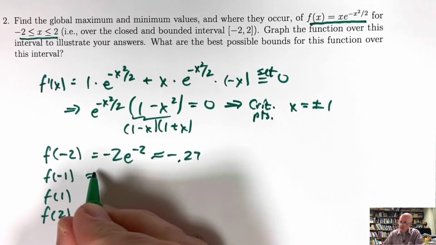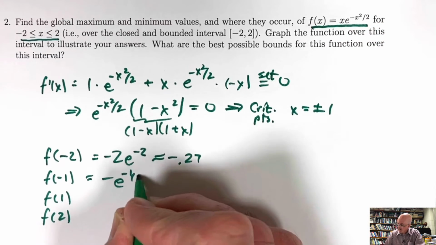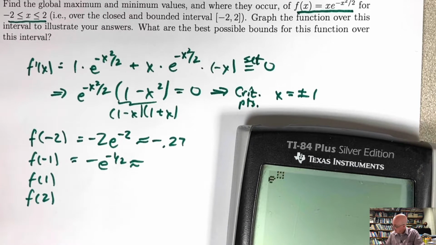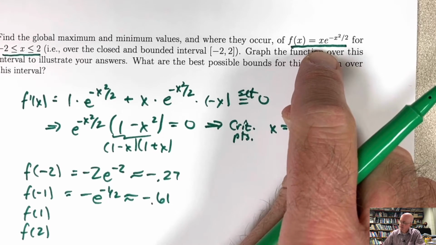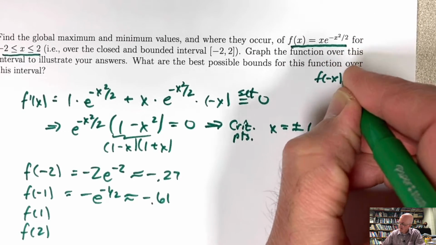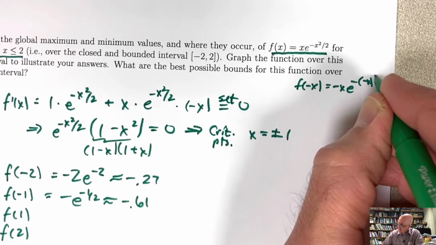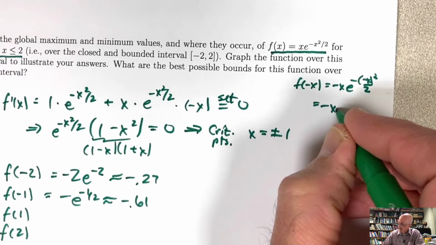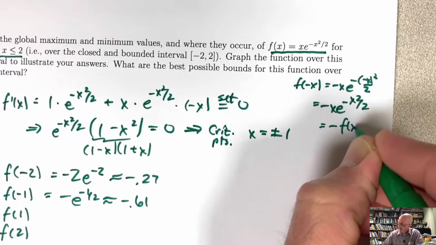f of negative 1, replace x with negative 1, you'll get negative 1, or just a negative sign, e to the negative 1/2. e to the negative 0.5, but with a minus sign, that's about negative 0.61. And yeah, this is an odd function. It's got origin symmetry. f of negative x is negative x e to the negative, careful, negative x squared over 2. But that negative x squared is the same as x squared. This is the opposite of the original function value at x. That means it's an odd function.